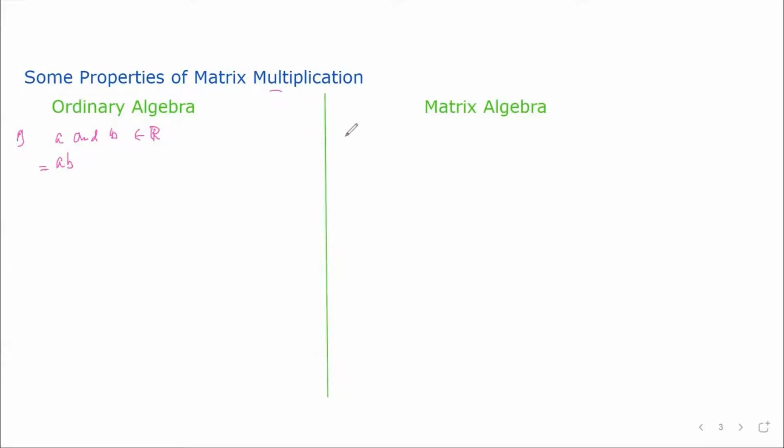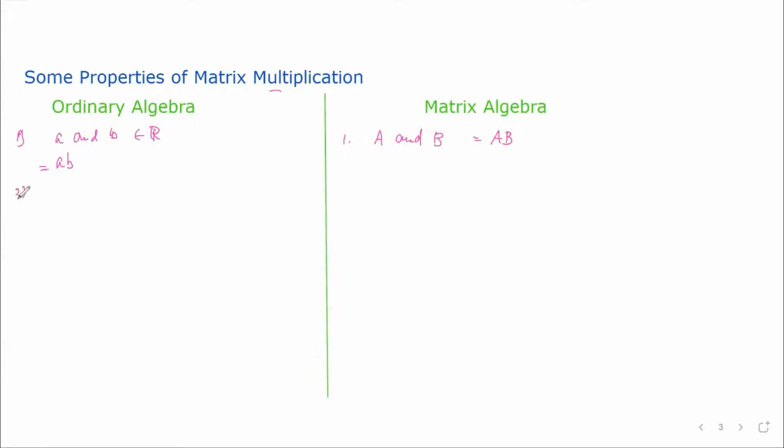But for matrices, you have matrix A and matrix B here. If you want to multiply matrix A by matrix B, this one is going to be what? AB, right? Matrix A times matrix B. You can also do it that way.